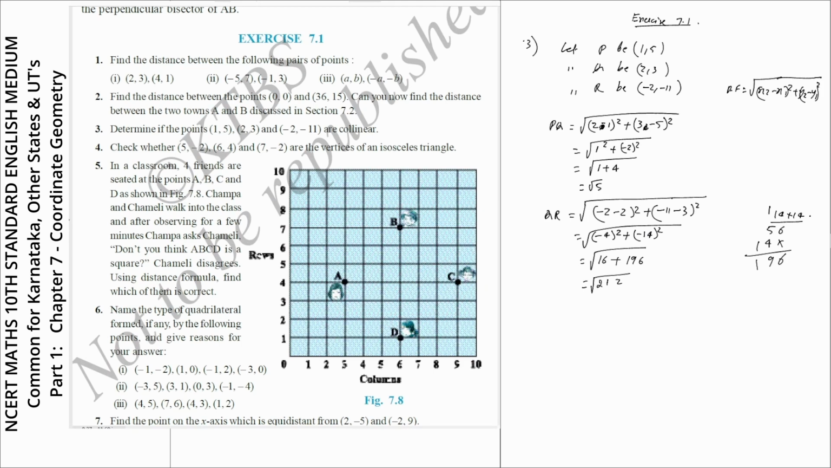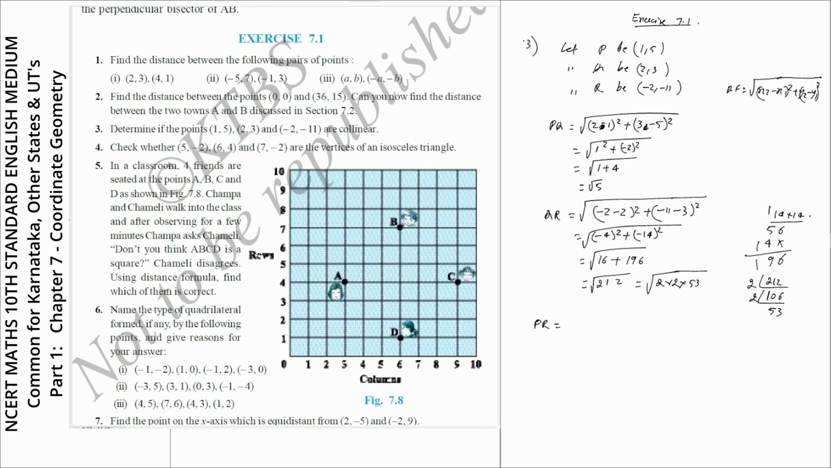So 212, if I factorize 212: 2 ones are 2, 2 sixes are 12, then again 2 fives are 10, 2 threes are 6. So I can write this as the square root of 2 into 2 into 53. Okay, let that be as it is. Then what is the distance R?